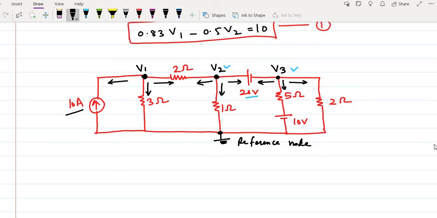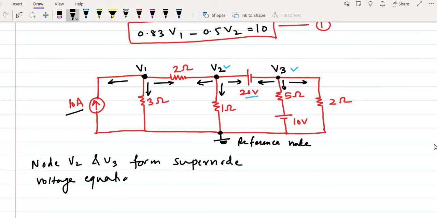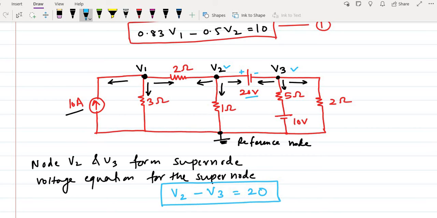Now we know that nodes V2 and V3 form a supernode. So write the voltage equation for the supernode. If you see, the positive terminal is connected to V2 and the negative terminal is connected to V3. So the voltage equation at the supernode will be V2 minus V3 equal to 20. This is our second equation.